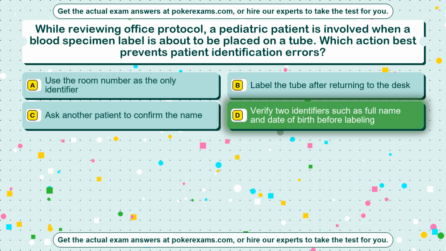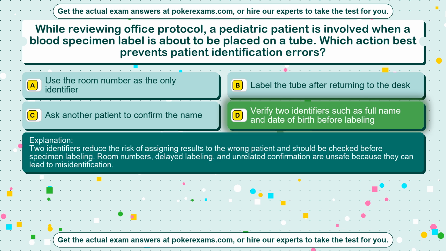The correct answer is option D. Verify two identifiers such as full name and date of birth before labeling. Two identifiers reduce the risk of assigning results to the wrong patient and should be checked before specimen labeling. Room numbers, delayed labeling, and unrelated confirmation are unsafe because they can lead to misidentification.